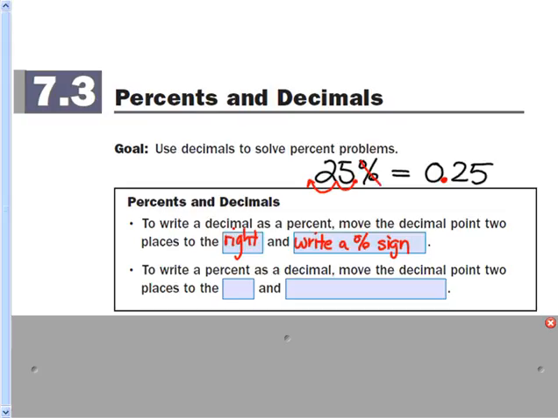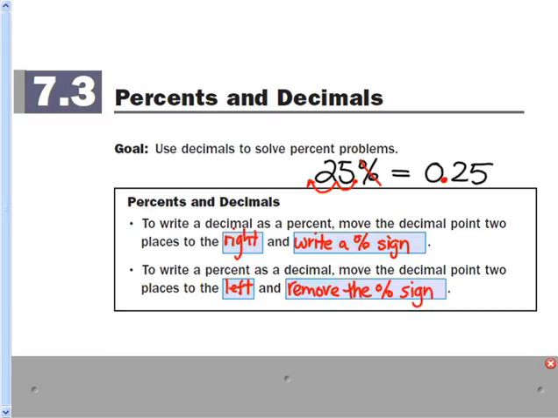So to write a percent as a decimal, move the decimal point 2 places to the left and remove the percent sign. So there's our summary of what we're doing. Now let's look at a couple examples in our book.